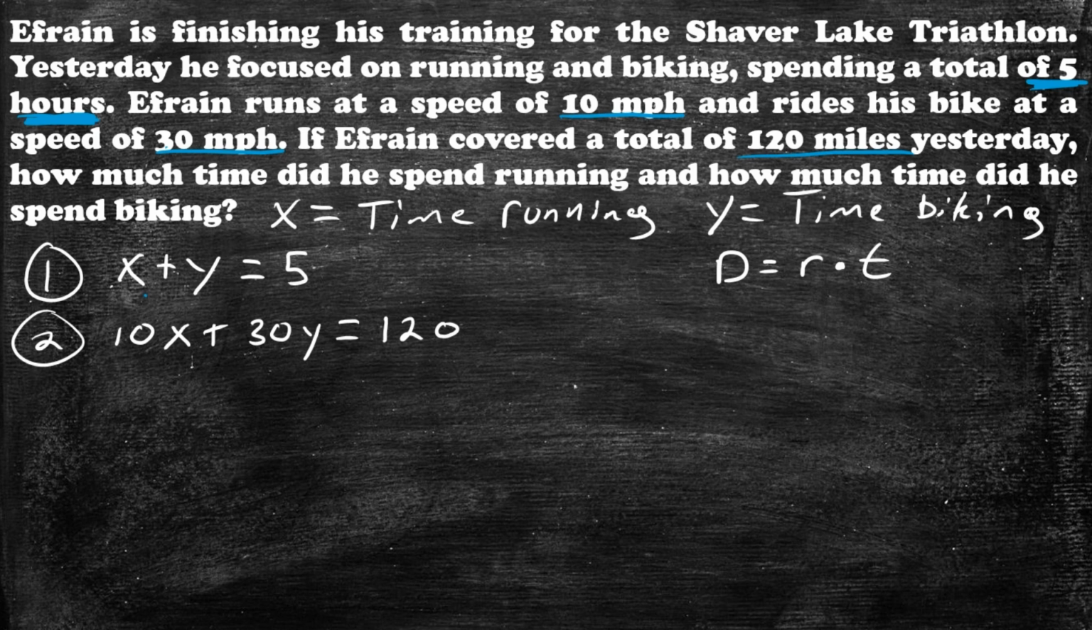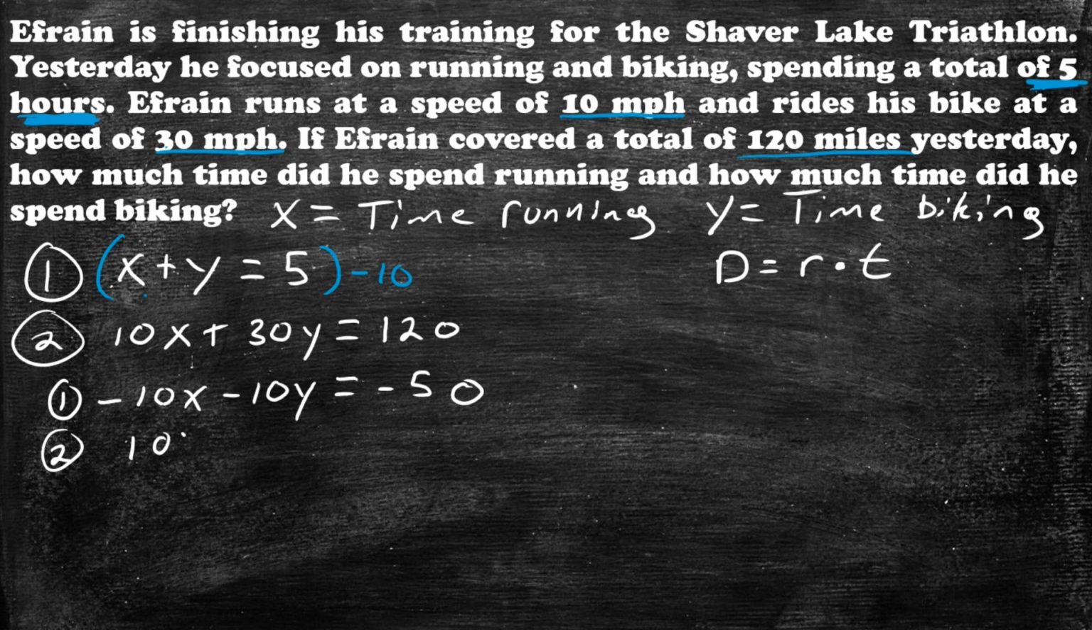All right, so what we do now is solve the system here. So I want to eliminate x. So what I want to do is multiply equation number 1 by negative 10. And when we do that, we will get negative 10x minus 10y is equal to negative 50. And that's our equation number 1. And equation number 2 stays the same. I'm just going to write that down right under it. 10x plus 30y is equal to 120.